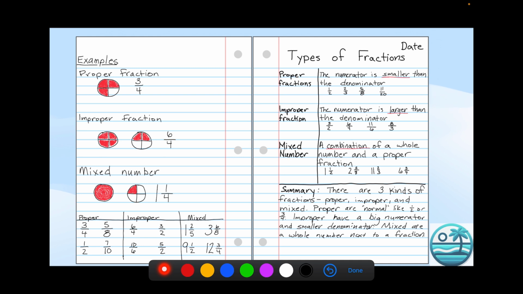Feel free to pause this video here and take your own notes. Otherwise, there is a link in the description to a typed out set of notes that looks very similar to this that I created.